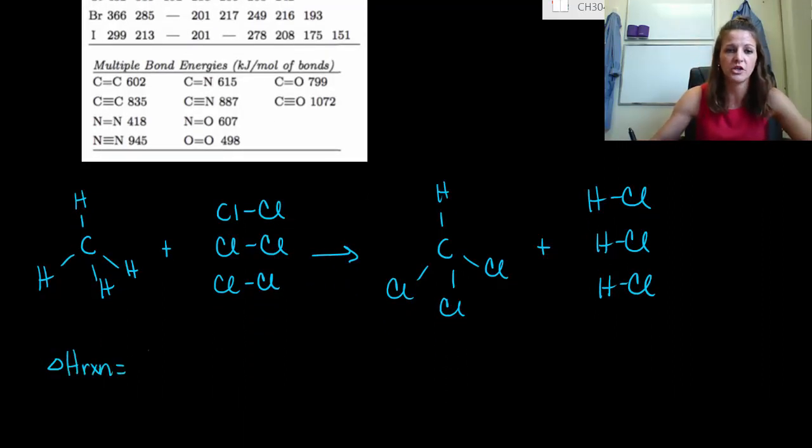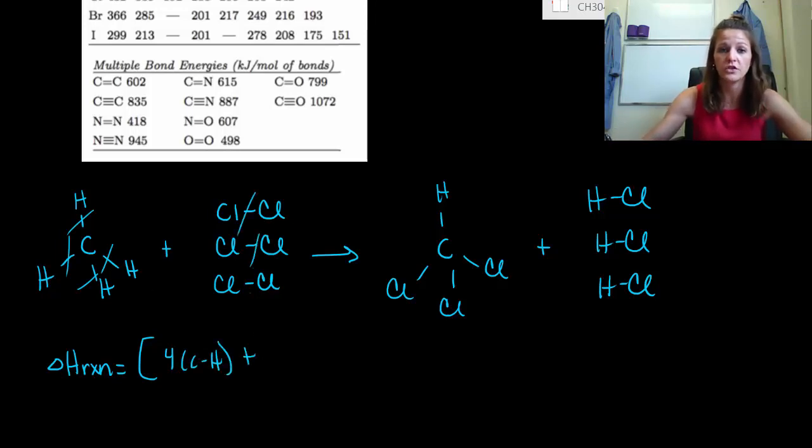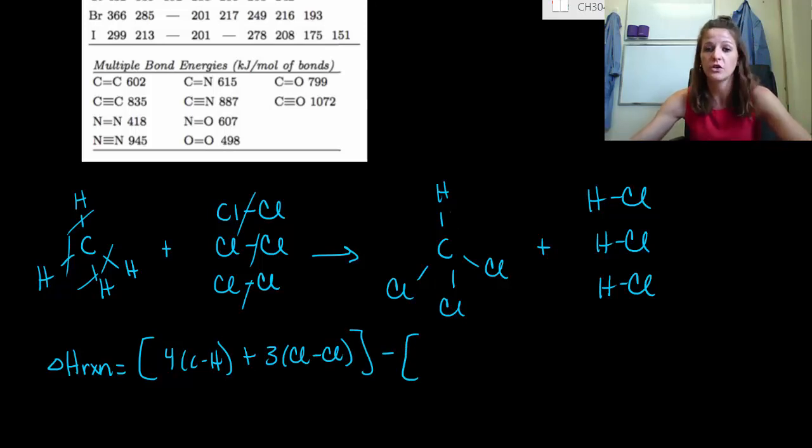So delta H of our reaction is bonds broken minus bonds formed. So I see that I break 1, 2, 3, and 4 CH bonds. I also am going to break 1, 2, and 3 chlorine-chlorine bonds. Okay, so those are our bonds broken. Now we need to subtract out our bonds formed. So we're going to create 1 carbon-hydrogen bond plus 1, 2, 3 carbon-chlorine bonds.